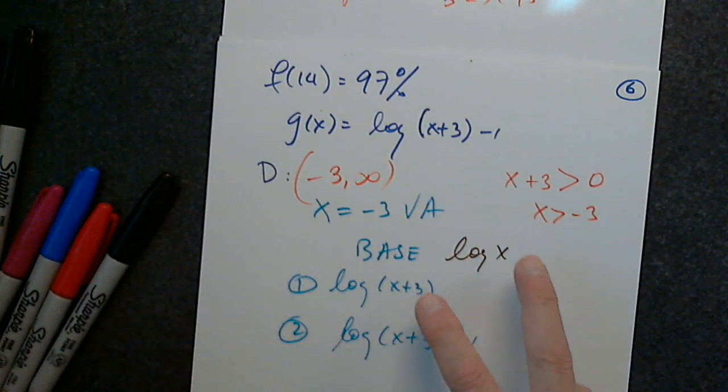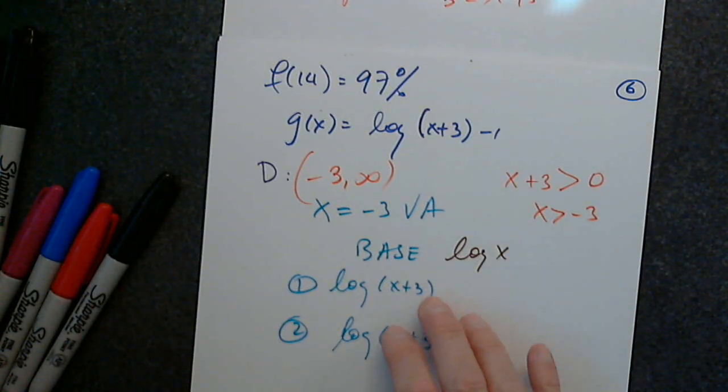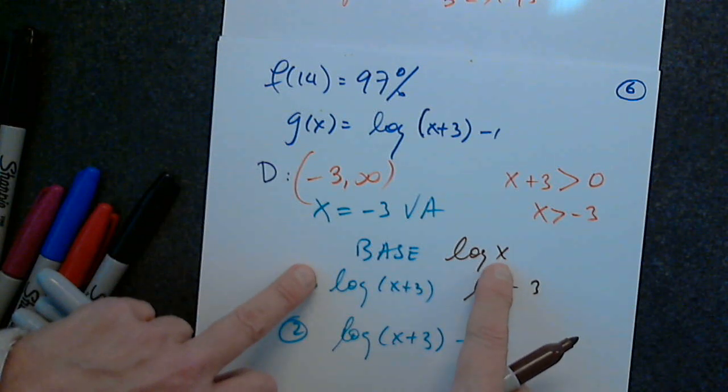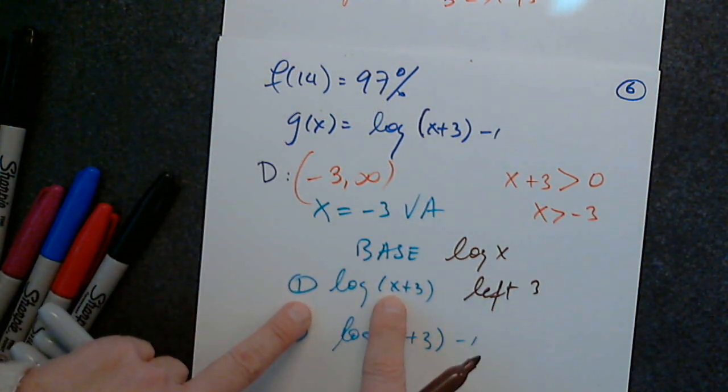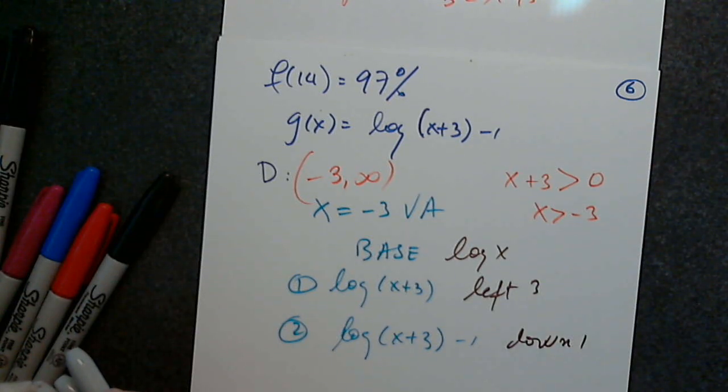What transformation is this? Remember, first we have to identify whether it's a transformation on x or on y. If it's a transformation of x, something will happen horizontally. If it's a transformation of y, something will happen vertically. So compare these two and say, left 3. Perfect. And then number 2 is not a transformation on the base function. Number 2 is a transformation on this. Down 1. Excellent.